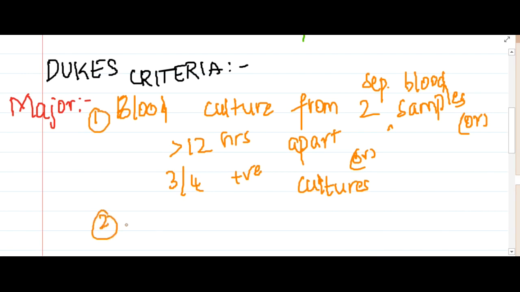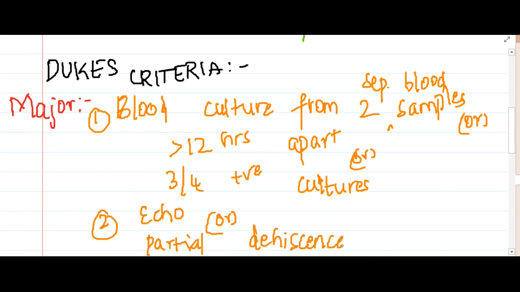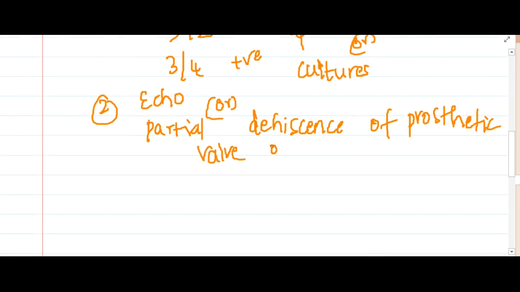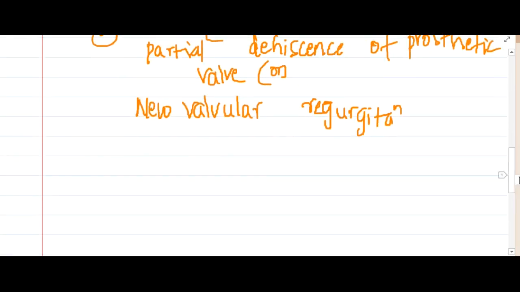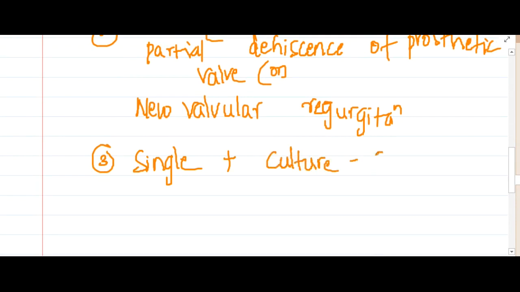The second major criterion is echocardiography showing partial dehiscence of the prosthetic valve, that is, the prosthetic valve has been partially infected, or if there is new valvular regurgitation. So these are the main criteria of infective endocarditis. And the third major criterion is a single positive culture, which is associated with Coxiella burnetii.